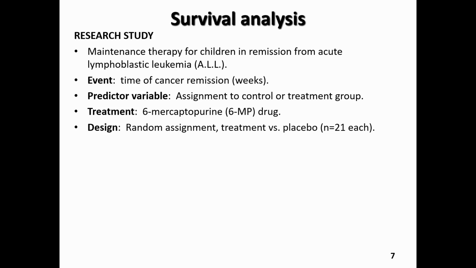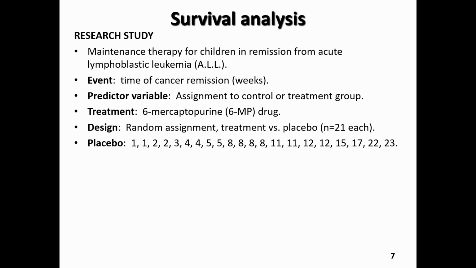These are the raw data during the course of the study, where the placebo group have the following measures. Each of these measures indicates the time. Going back up to our event, the time in which this first child was in cancer remission, this first child was 1 week. The next patient was 1 week. The next patient was 2 weeks, 2 weeks, 3 weeks, so on and so forth.